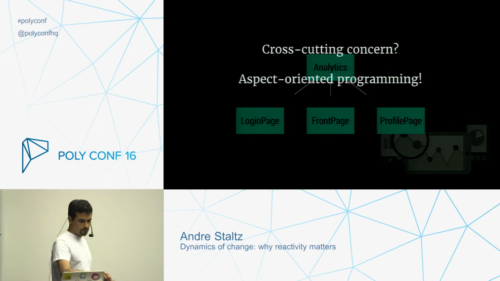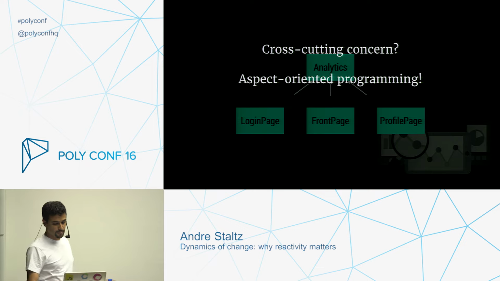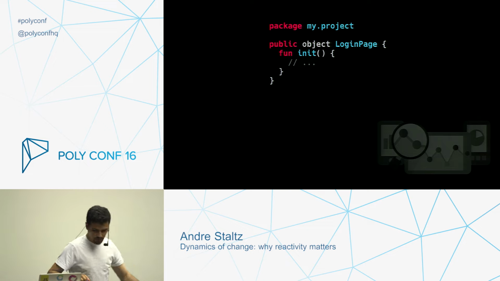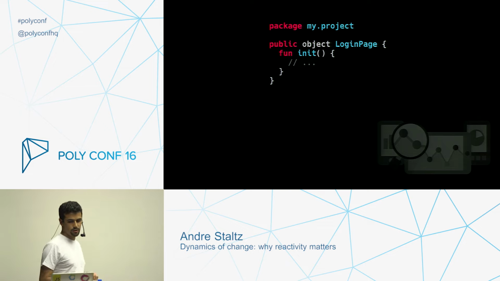Right now, this may be sounding like aspect-oriented programming. Has anyone heard of that before? Yeah, it's kind of an oldish type of thing. It's meant for cross-cutting concerns, things that are everywhere, like logging or analytics. And here we were able to solve a cross-cutting concern with reactive programming. I don't want to go too deep into aspect-oriented programming, but here's just a dumb example really quickly.